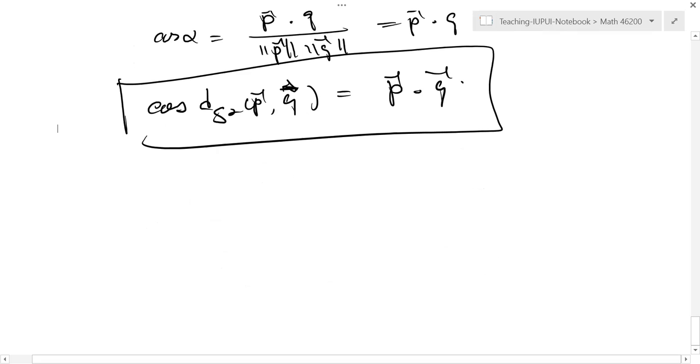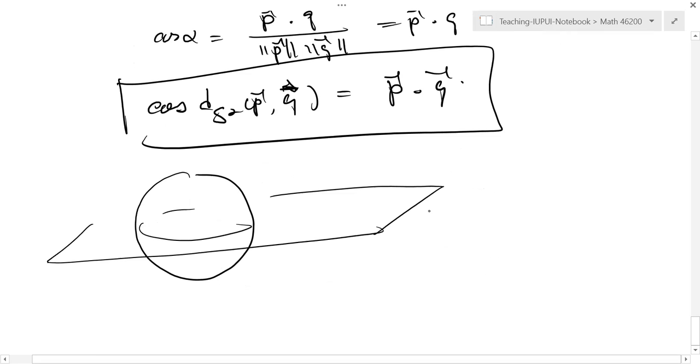Now we come to the sphere. We have a map. We identify this plane S2 with the complex plane. So here's my map: Q is sent to here, that's pi of Q.